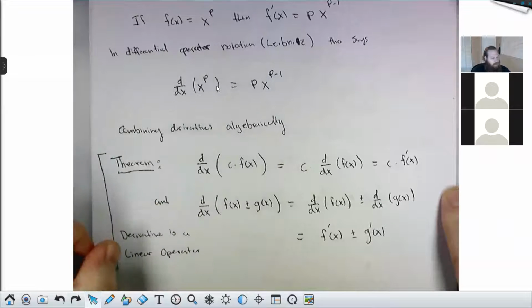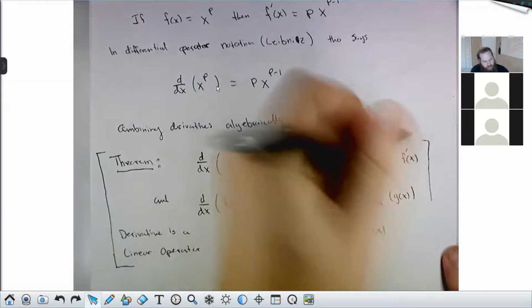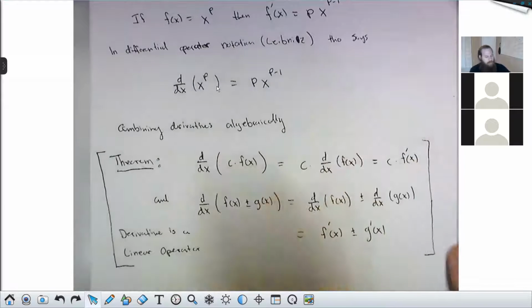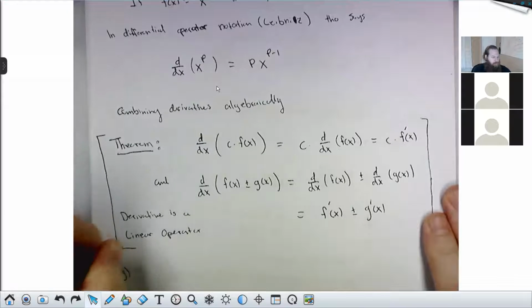And to anybody with an interest in quantum mechanics or any sort of high-level physics, operator theory, specifically the theory of linear operators, is very, very important. So this theorem is your friend. This theorem, together with the power rule, is what will allow us to differentiate polynomials. So let's look at an example.